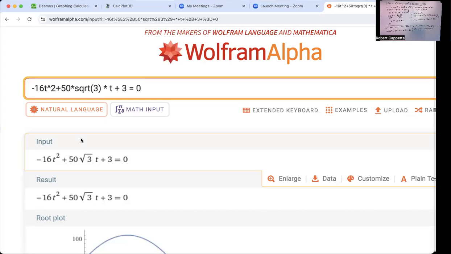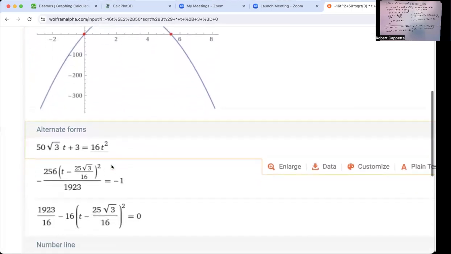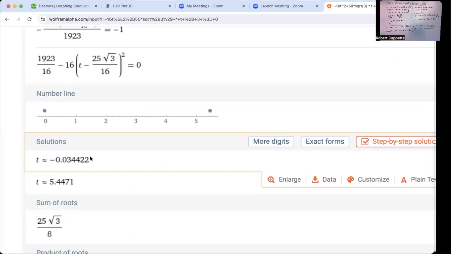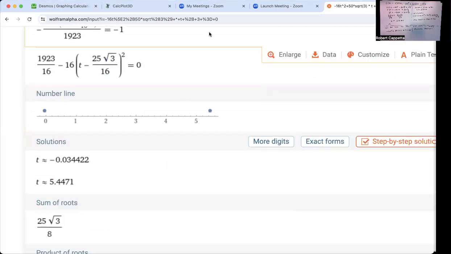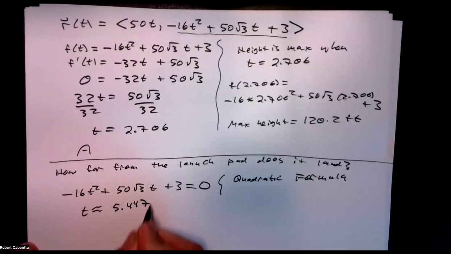Going to Wolfram Alpha, negative 16t squared plus 50 root 3t plus 3 is 0. And you can see we have some exact answers there. The negative number doesn't make any sense, but the 5.447 does. So we'll say t is about 5.447.